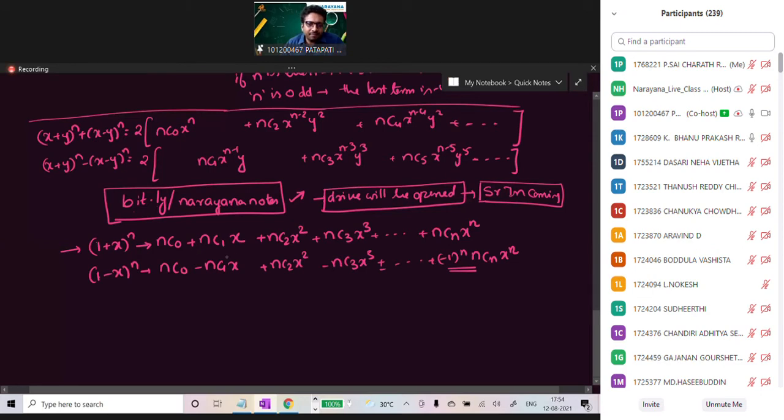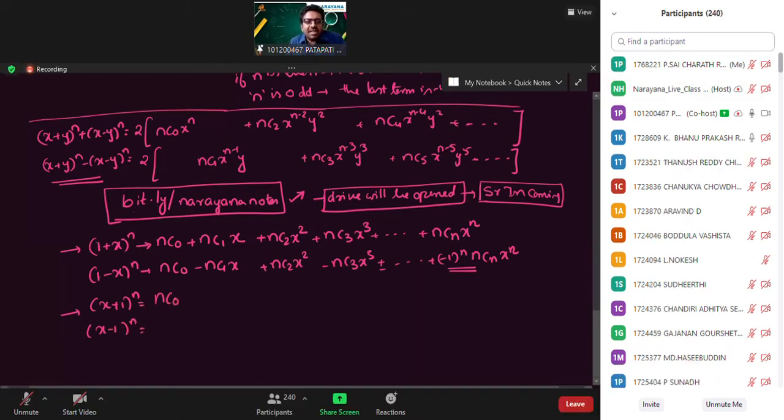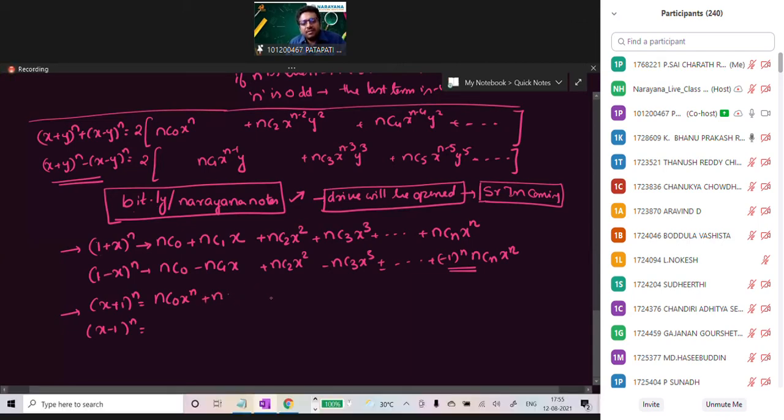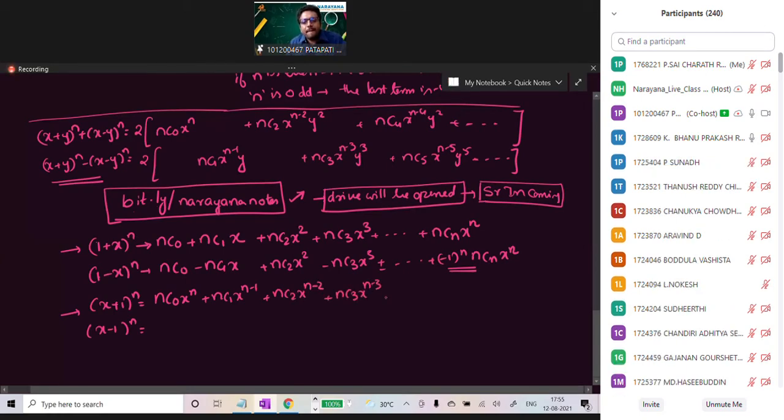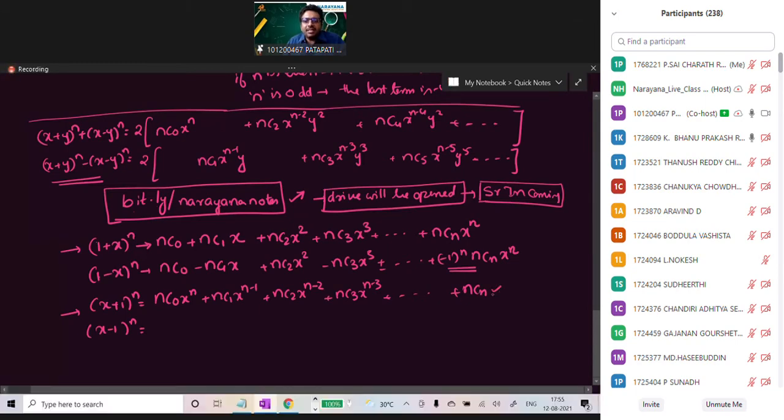Okay? Now the same process can be done for these two also, addition and subtraction. What is (x plus 1) whole power n? This time you start with x power n. The power of x has decreased. Do you see? Yes, sir. Up to nCn. This nCn will not have any x power. The x will be completely separated, right?